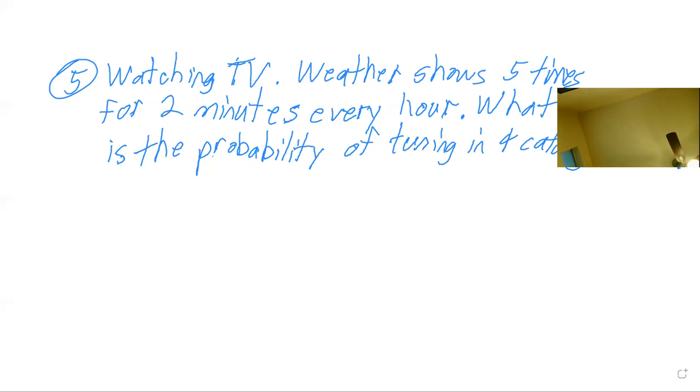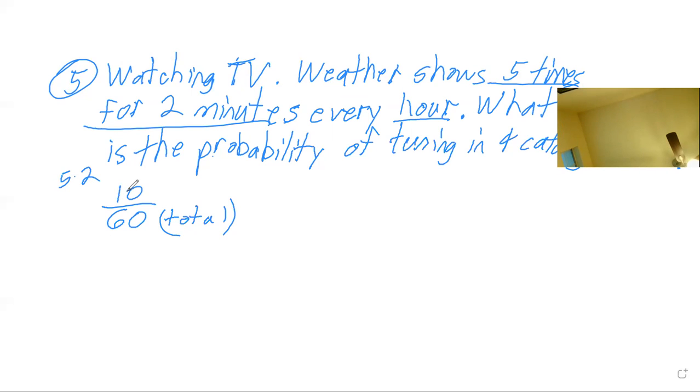So it's every hour. So the total amount of time is 60 minutes. That's the total. Okay. Well, weather shows 5 times for 2 minutes. So that's 5 times 2 is 10 minutes. Okay, that's what we want. So probability would be 10 over 60, or cancel out the zeros. Divide both the top and the bottom by 10 is what you're actually doing. And you get 1/6. So the probability is 1/6 if it said leave as a fraction. So 1/6 is the probability of, but now notice this is tuning in just one time. If I just tune in randomly at one time, then its probability is 1/6.